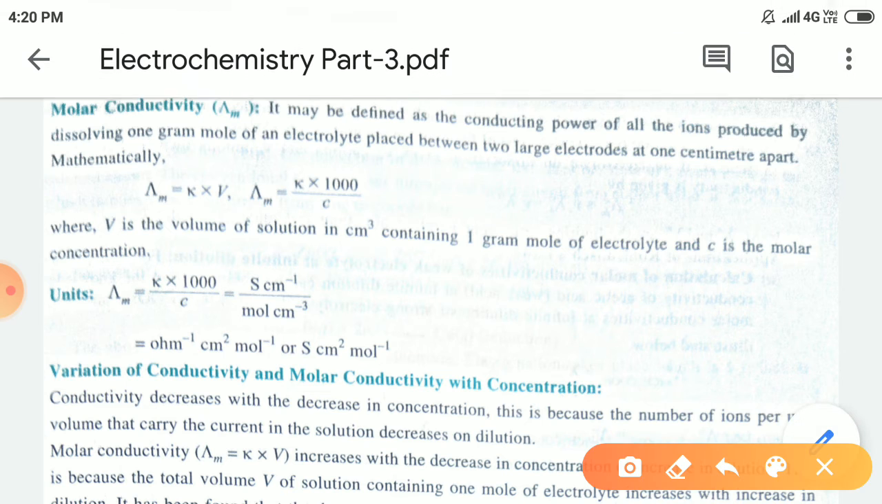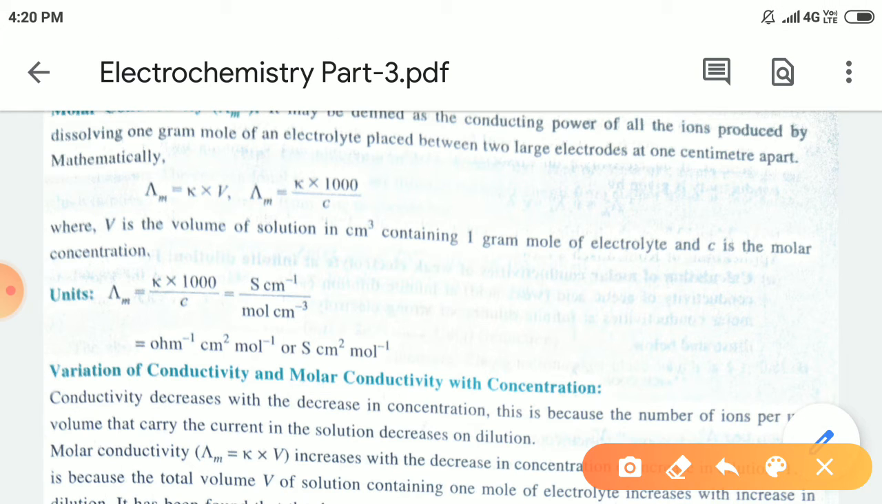Unit of molar conductivity is Siemens per centimeter per mole centimeter cube. So here we may write Siemens in place of per ohm. So finally we may write the unit of molar conductivity as per ohm centimeter square per mole, or Siemens centimeter square per mole.